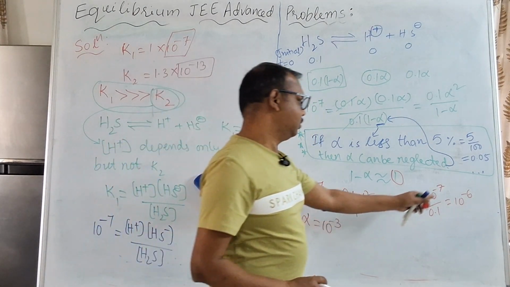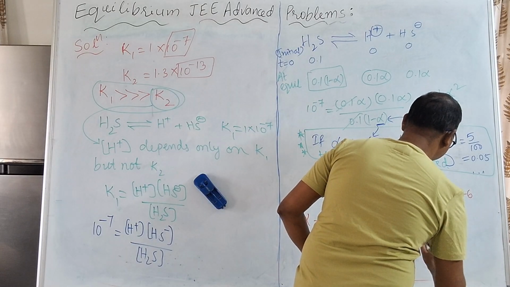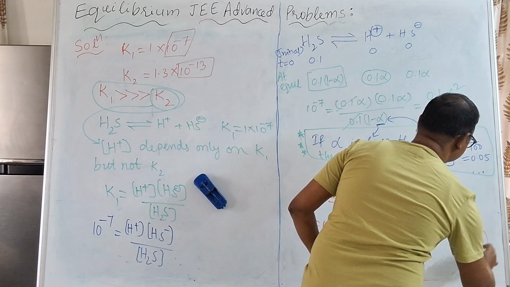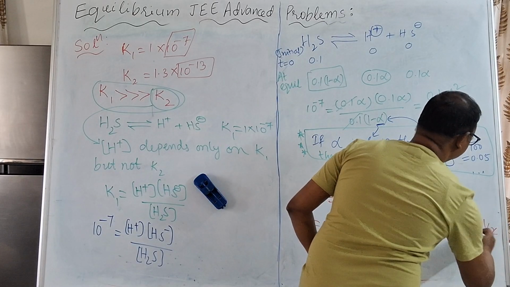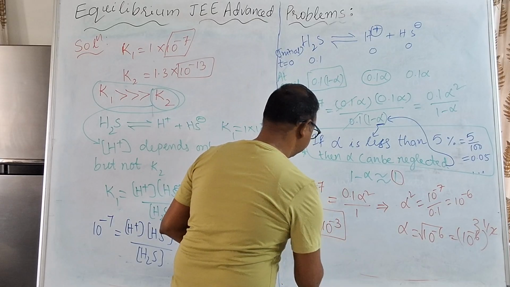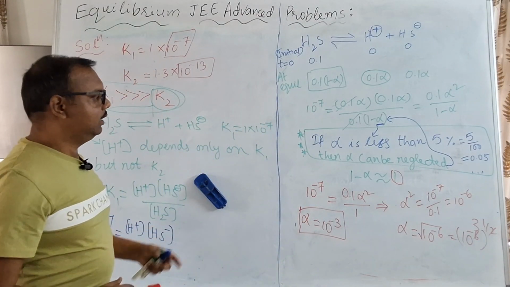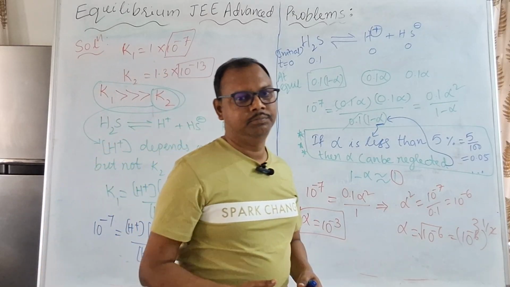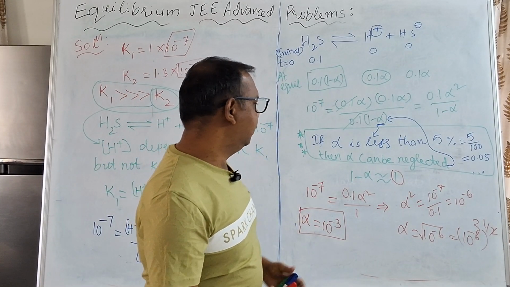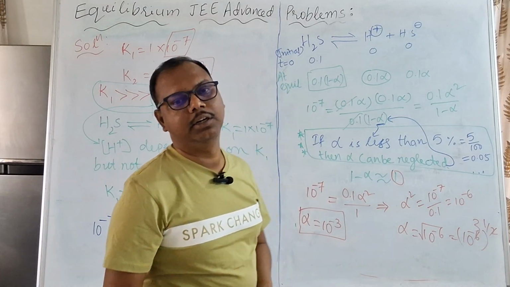Therefore, the alpha value here is 10 power minus 3. Alpha square, because we have to take the root. Alpha equals root over 10 power minus 6, or 10 power minus 6 whole to the power 1 by 2. Therefore, alpha equals 10 power minus 3. Got it? But the question is about what? The question is to calculate the minimum pH required here.